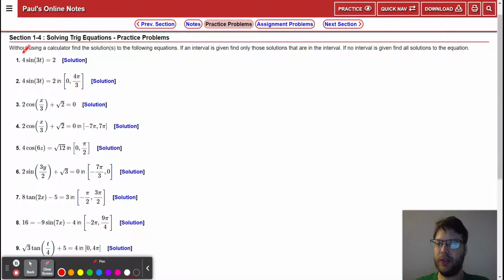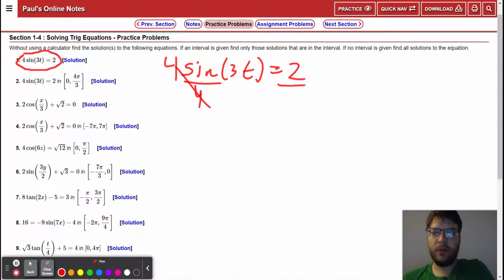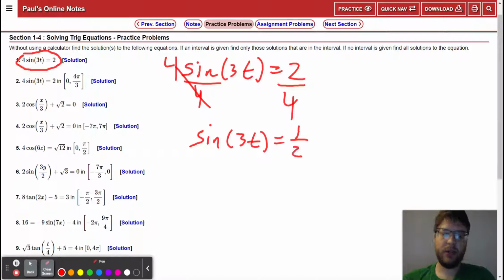So let's say I'm trying to solve number one, trying to find what angle or angles makes this a true equation. I'm going to isolate sine. So first step is dividing by 4. So the sine of 3t is equal to 1/2. Then I'm using the inverse function here to cancel out sine.